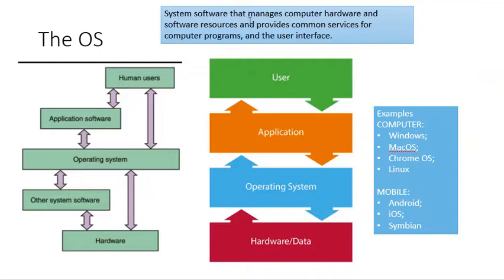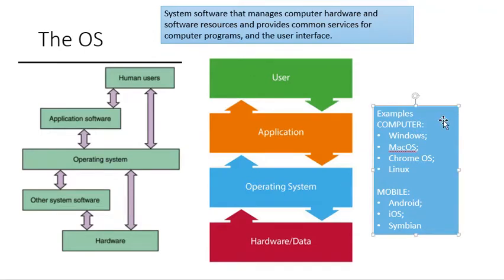So system software manages the computer's hardware and software resources and provides common services to other programs and user interfaces. That's basically what we mean by system software. So system software manages the computer's hardware and software resources and provides common services for other programs and the users. The most important piece of system software is known as the operating system.